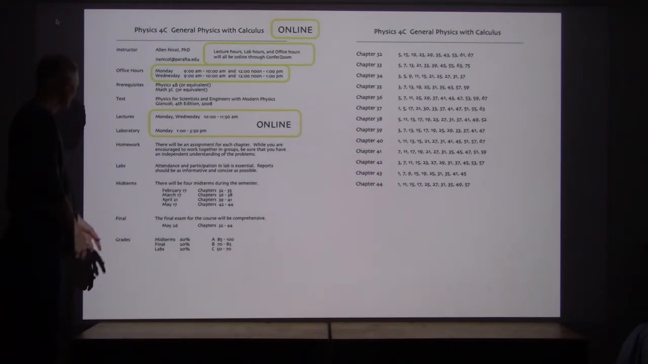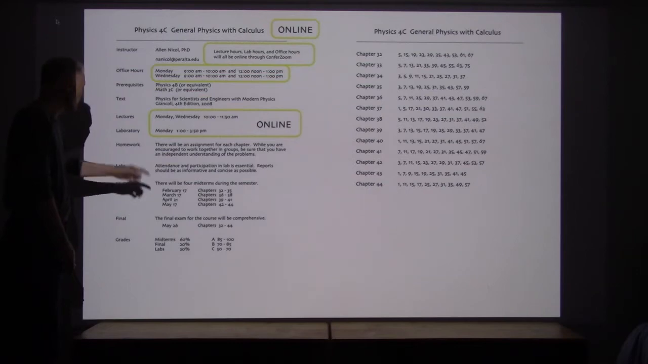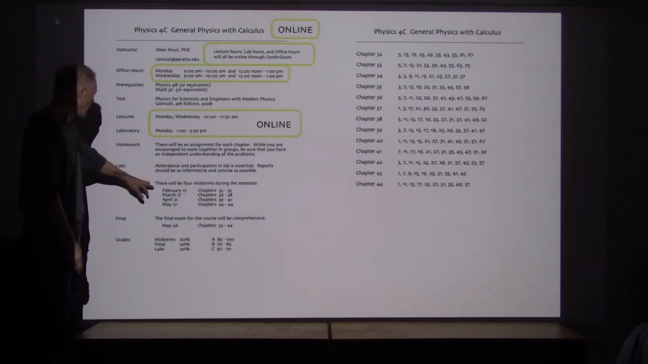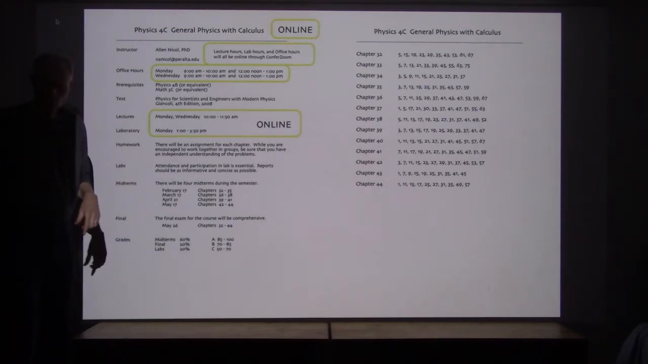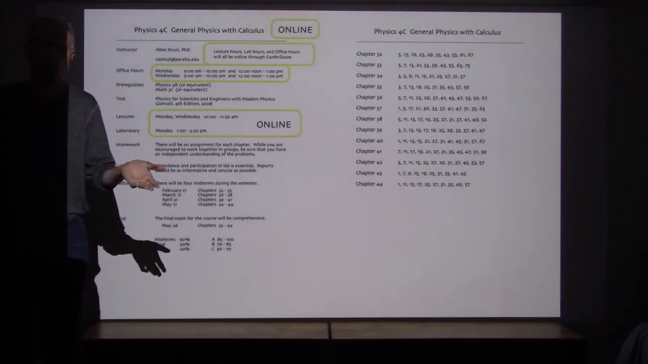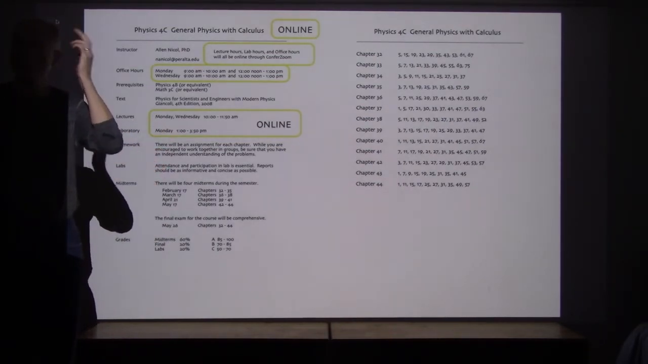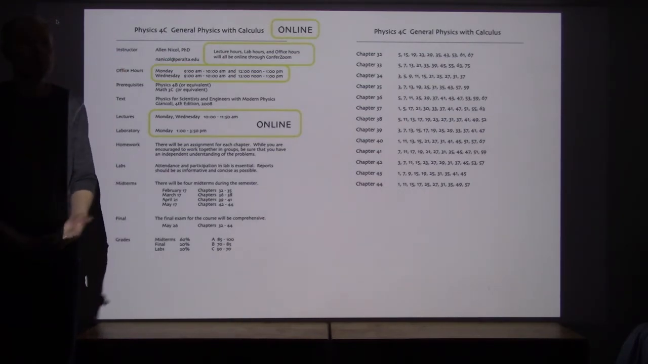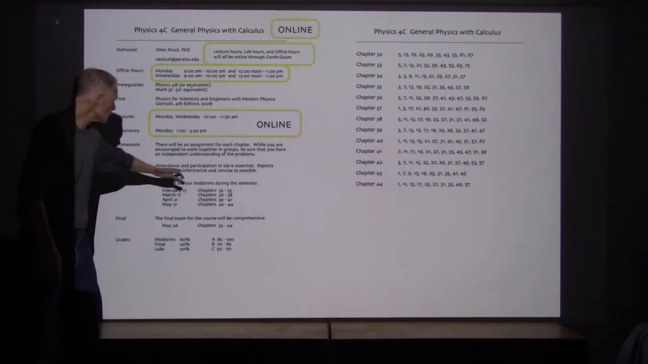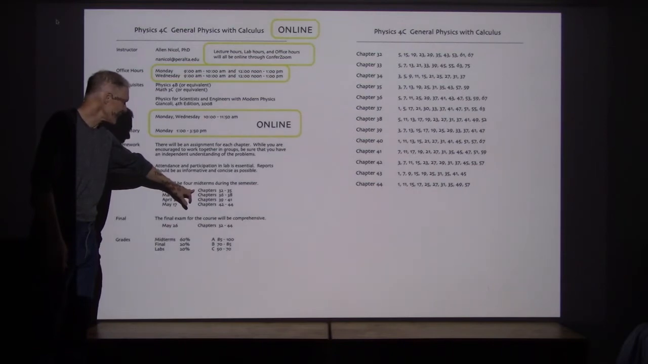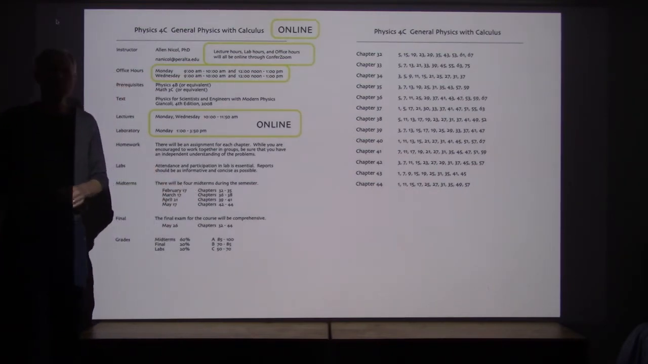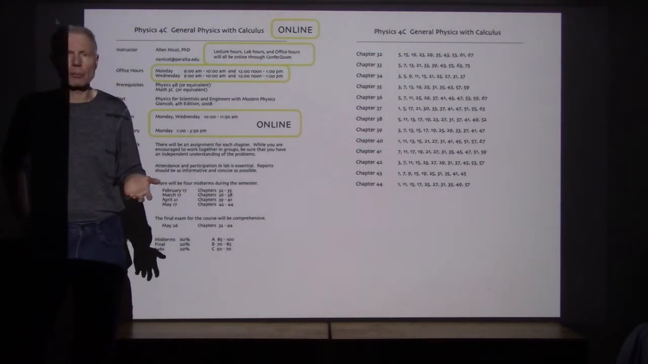Let's see, getting down to more schedule type things here. We're going to have 4 midterms during the semester, which corresponds to every 4 weeks. Every 4 weeks during the semester, we'll have a midterm, and what this is showing is what will be covered on each of the midterms that we've set up. And we stay on schedule pretty well.